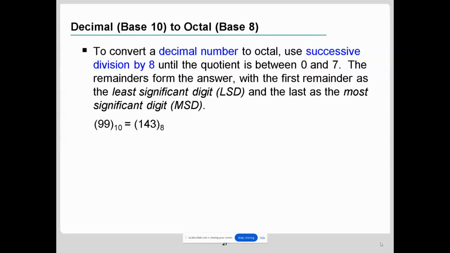Now please remember, it has a weight of 8 raised to the power 0, then 8 raised to the power 1, then 8 raised to the power 2. What is its weight? 1. What is its weight? 8. What is its weight? 64. Okay, now you multiply. So 64 multiplied by 1 plus 8 multiplied by 4 plus 1 multiplied by 3. 64 multiplied by 1 is 64, plus 32, plus 3.